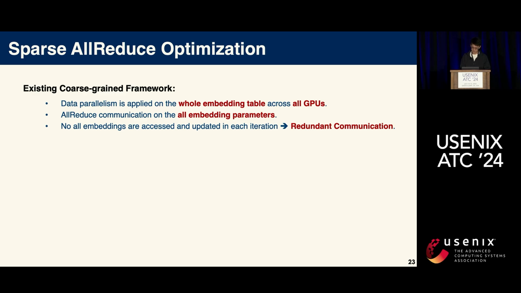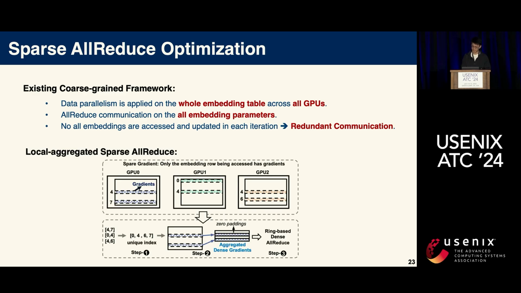To optimize this, we propose a locally aggregated sparse all-reduce. We first compute the unique indices within the input batches from all GPUs. Then we locally reduce the gradients into a buffer. The size of the buffer will be the number of unique indices times the embedding dimension. And lastly, we perform a traditional ring-based dense all-reduce on this aggregated gradient buffer. And this helps greatly reduce the amount of all-reduce communication of data parallel embeddings.